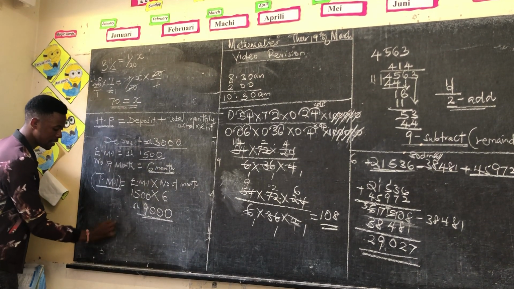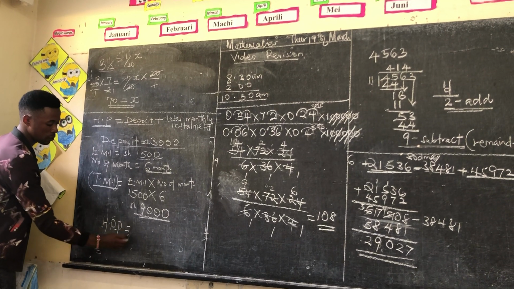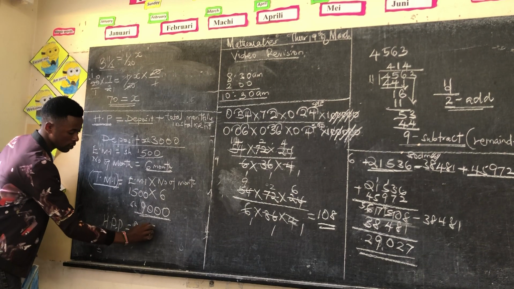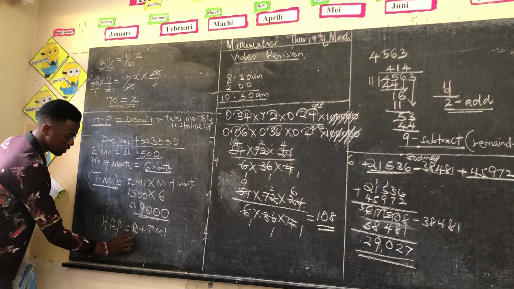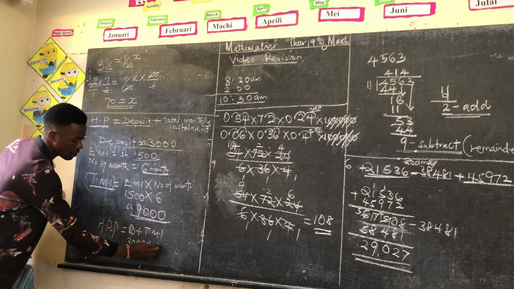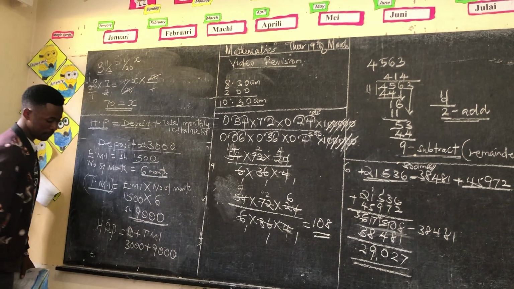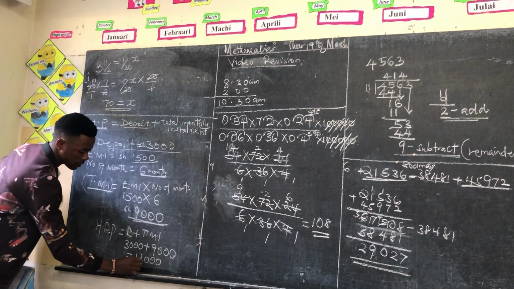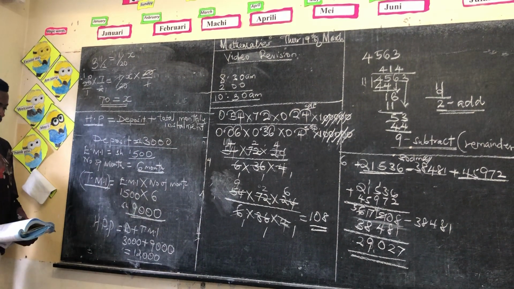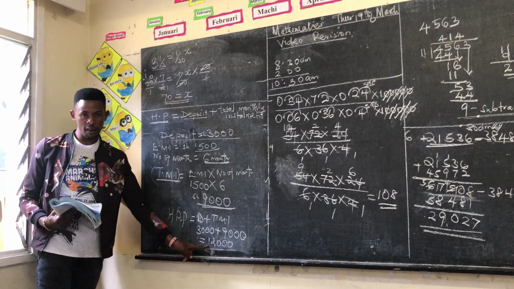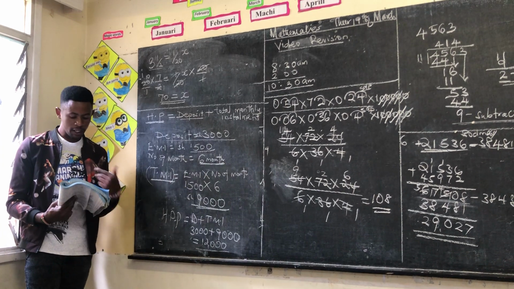So the hire purchase price will be the deposit plus the total monthly installment. Deposit of 3,000 plus the total monthly installment of 9,000. So that gives you 12,000. So that TV on hire purchase price, it was bought at 12,000.